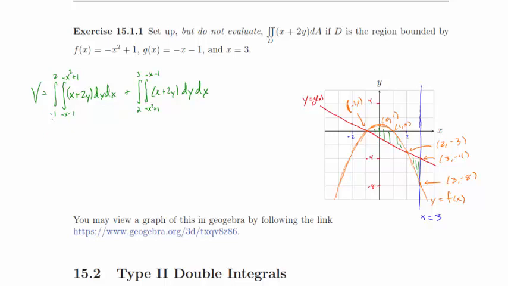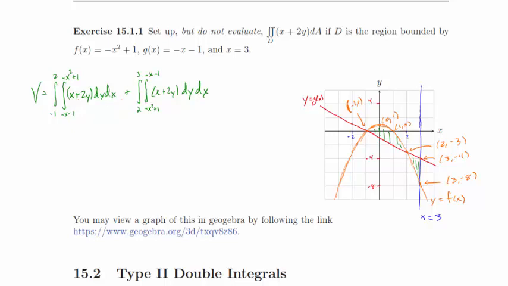My total volume is going to be the integral from negative 1 to 2 in the x direction, from this first intersection point to the second intersection point of the line y equals negative x minus 1 with the downward facing parabola. Then the integral in the y direction from negative x minus 1 to negative x squared plus 1, because the lower boundary for this region is the straight line y equals negative x minus 1. The upper boundary is y equals negative x squared plus 1. And we're doing that for the z function, z equals x plus 2y, inside our integral.